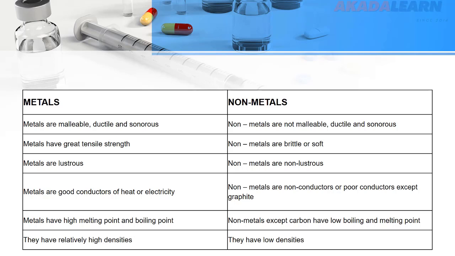Metals are good conductors of heat and electricity, while non-metals are very poor conductors of heat and electricity, except of course graphite. Metals have high melting and boiling points, while non-metals, except carbon, have very low melting and boiling points. They have relatively high densities, while the non-metals have low densities.